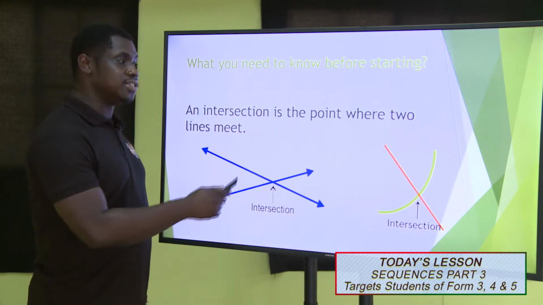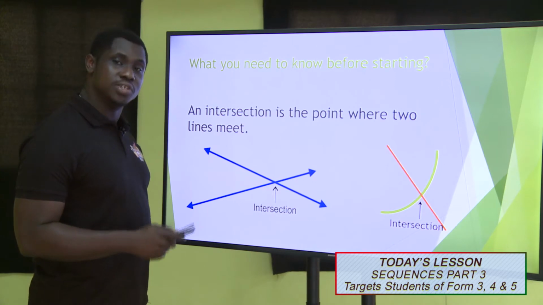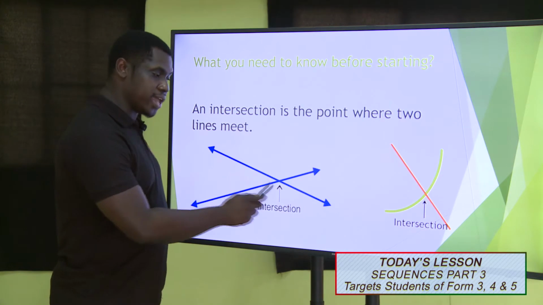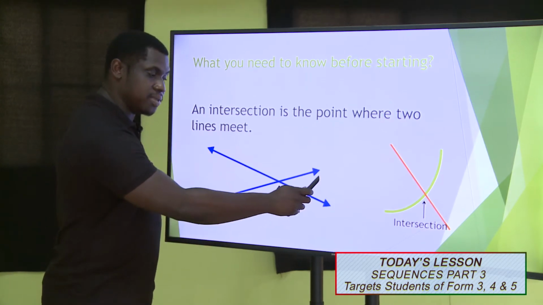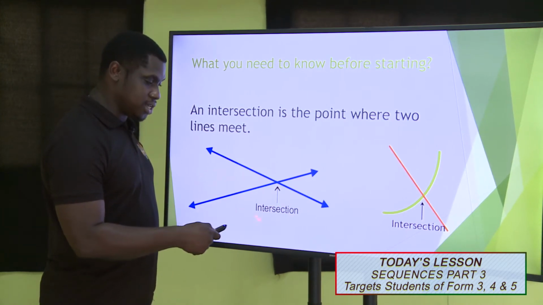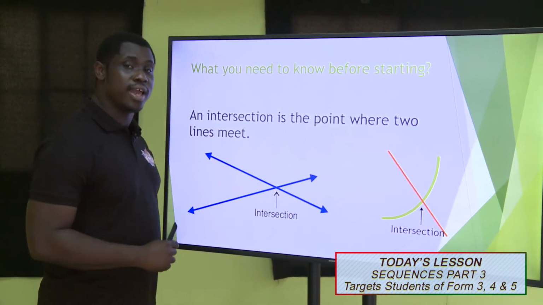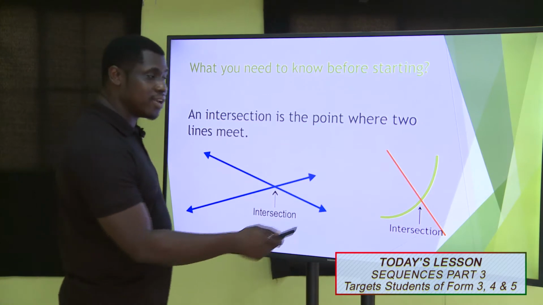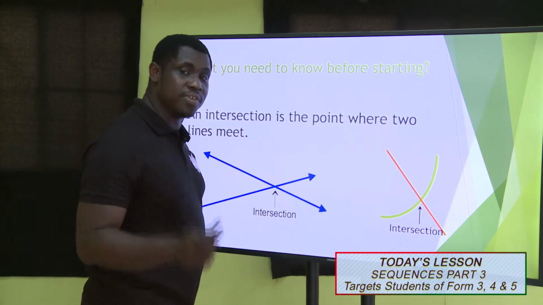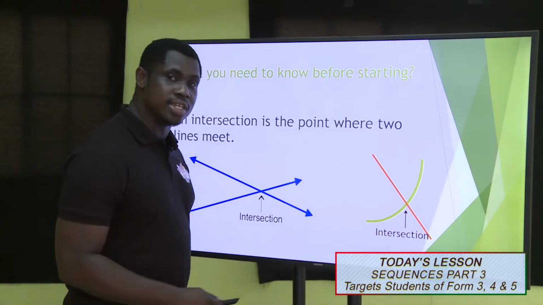An intersection is a point where two lines meet. Here are two examples illustrating where the intersecting point is. I have a straight line coming this way and another straight line coming this way. The point where the two lines meet is what I call the intersection. Now, this example shows two straight lines, but what if I have a straight line and a curved line? The definition still stands, because where these two lines meet, I call the intersection.